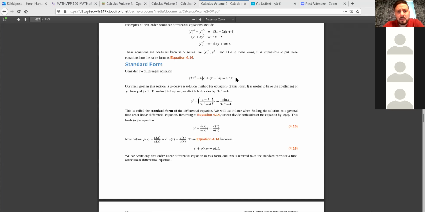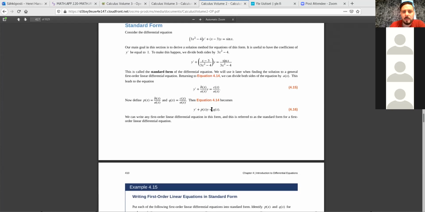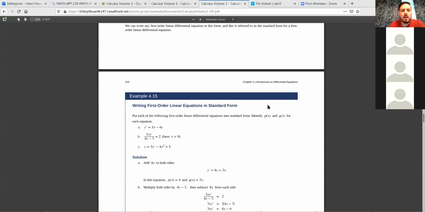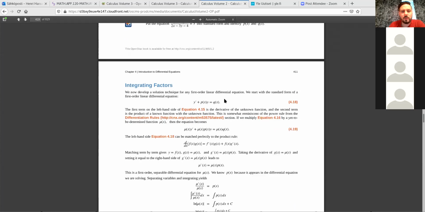So when we're dealing with this standard form of the differential equation, then we can more readily solve this. When we write it like this, it's y prime plus p(x)y equals q(x). So I'll go back here. Here are some of the examples. I urge you to look at them and so forth.